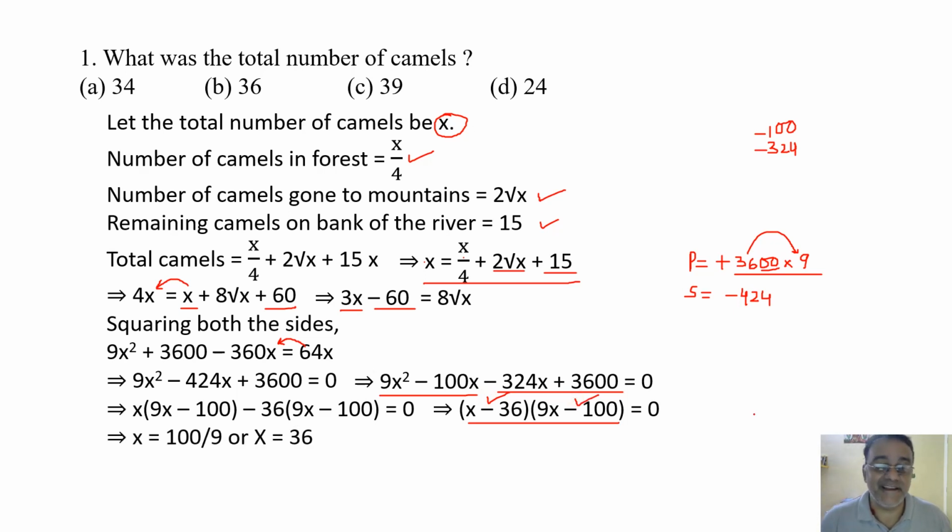100/9 we will neglect, why? Number of camels can't be in fraction. Yes, it should be a natural number, right? So therefore the number of camels is 36 and the correct option is Option B. Option B, right. We can also split this question into two parts.